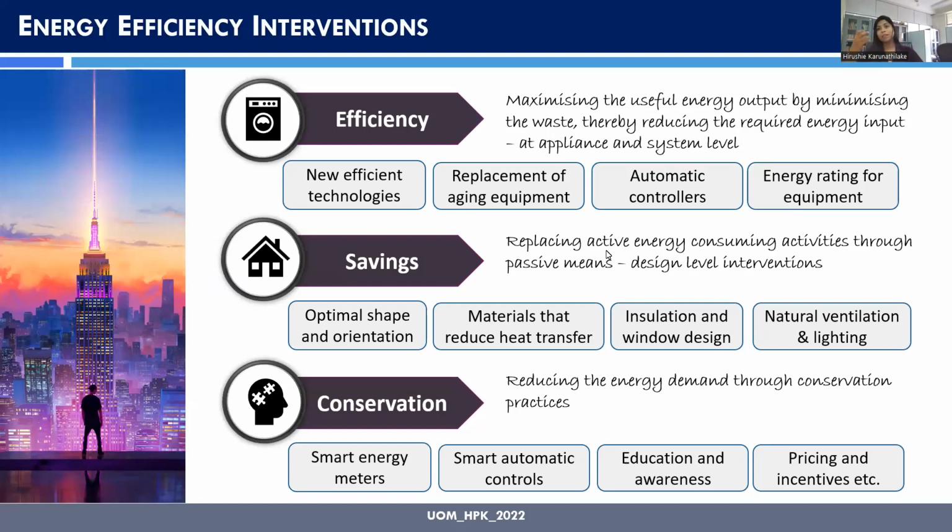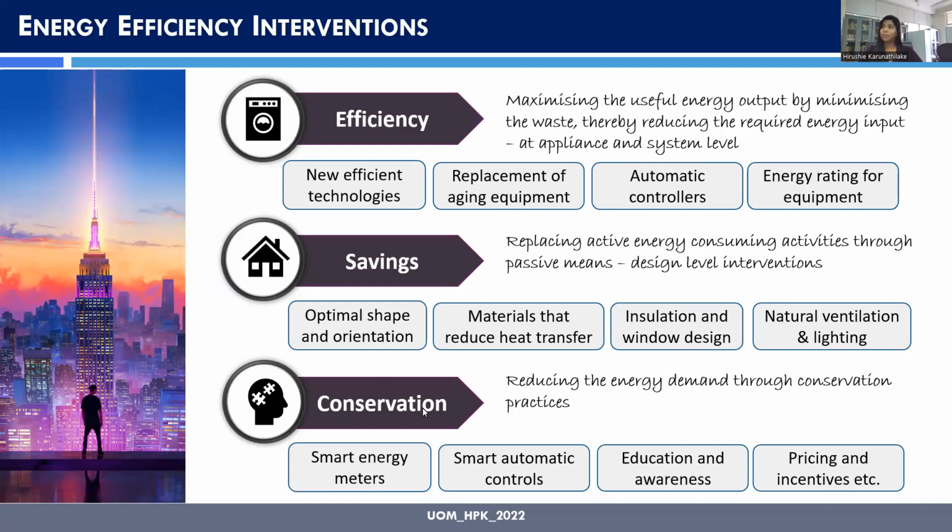For example, by the use of natural lighting or passive ventilation to reduce the need for active lighting or air conditioning. We can do this by orienting and shaping the building in an optimal manner, using materials that reduce heat transfer and avoiding thermal bridges, using better insulation and window, or basically fenestration designs, and using natural lighting and ventilation.